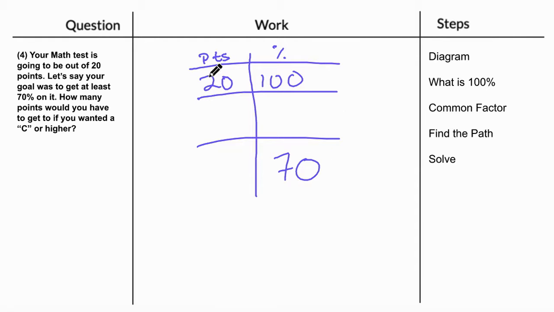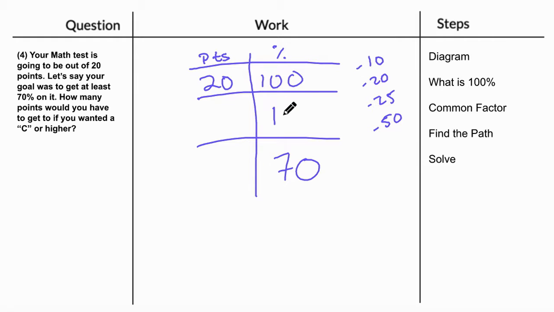So in this case, in our diagram, we know that 20 points is 100%, and we're trying to find out how many points is 70%, which is the lowest score that we could get to get our C. Now in this one, we want to find a common factor, and when we're dealing with common factors, the first thing we want to look at is whether there are any common factors that help us with our benchmark percentages, 10%, 20%, 25%, or 50%, because these are really common and really easy to help us out.